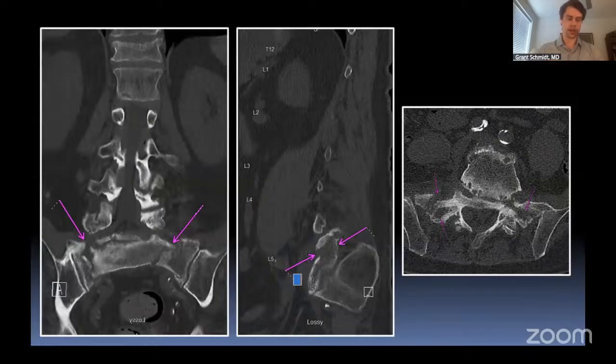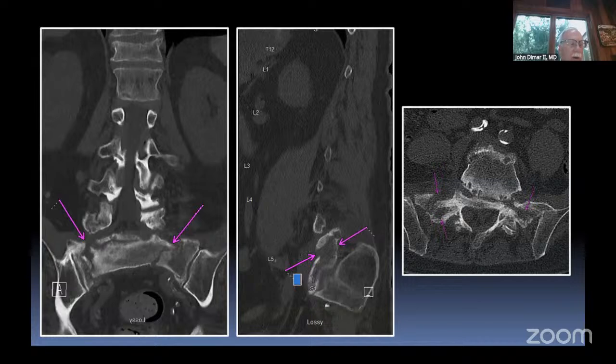And then here's the sacral fracture. So you can see he has a U-type sacral fracture, which would well explain his inability to walk.